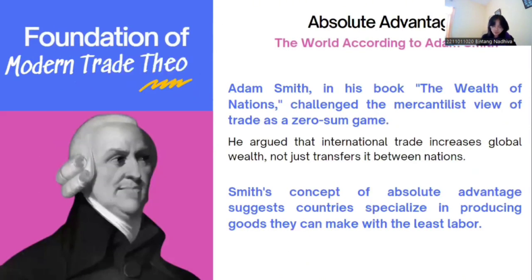The next one is absolute advantage, according to Adam Smith. Adam Smith, in his book The Wealth of Nations, challenged the mercantilist view of trade as a zero-sum game. He argued that international trade increases global wealth, not just transfers it between nations. Smith's concept of absolute advantage suggests countries specialize in producing goods they can make with the least labor.